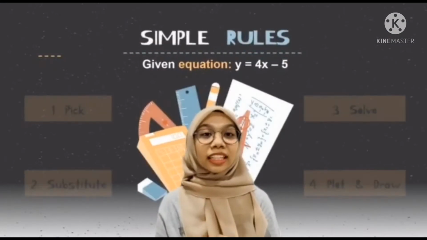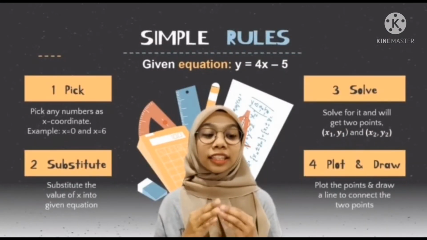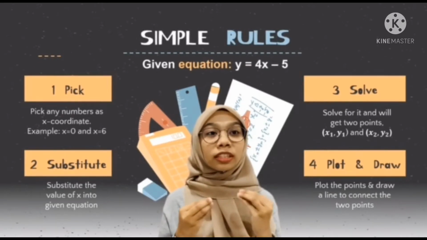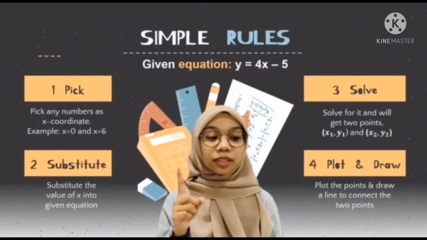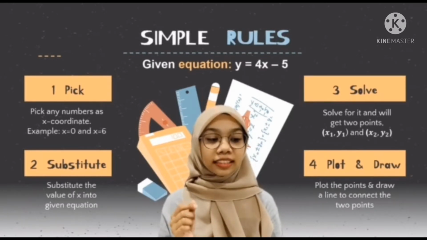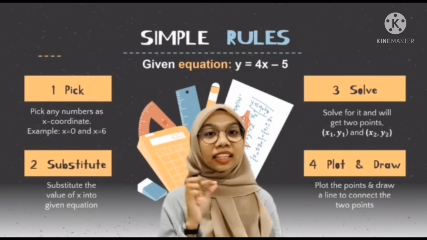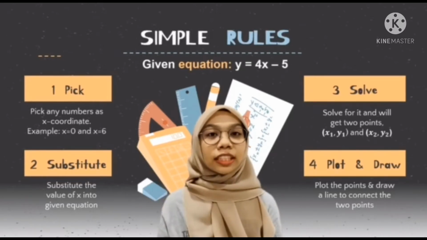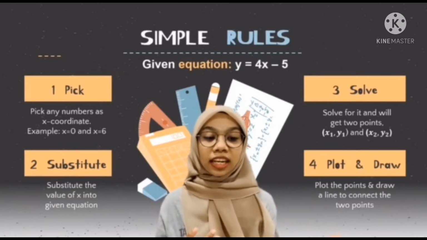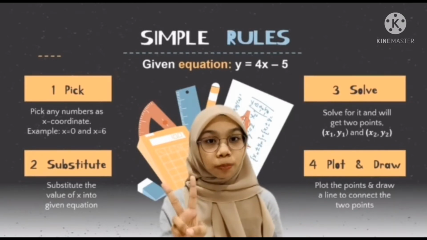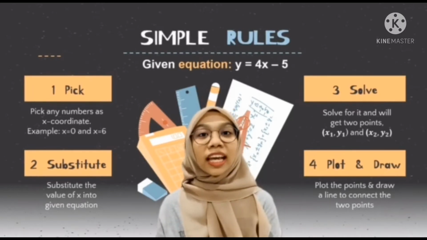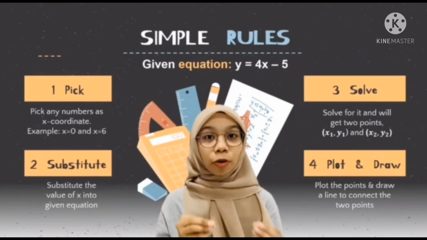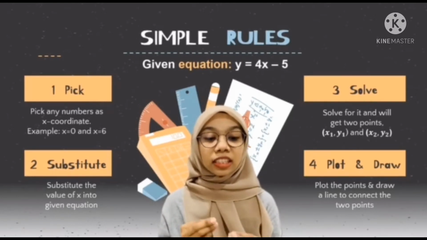The last one is using 2 points. You are given an equation. So these are the simple rules on how to graph the linear function. The first one is pick any numbers as coordinates, for example, x equals 0 and x equals 6. The second one is substitute the value of x into the given equation. After that, you solve for it and you will get 2 points, which are x1, y1 and x2, y2. After you get the 2 points, plot the points and draw a line to connect them.